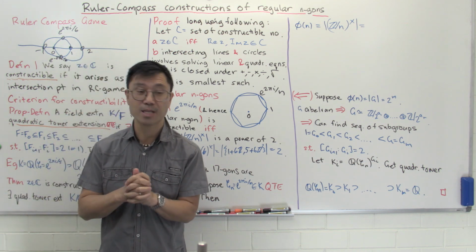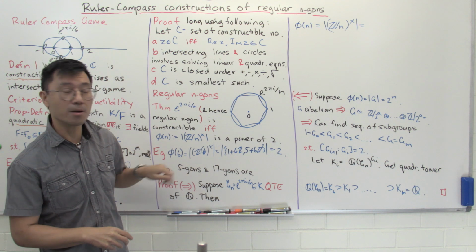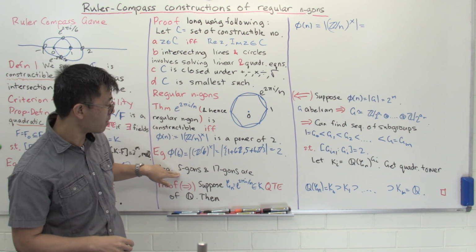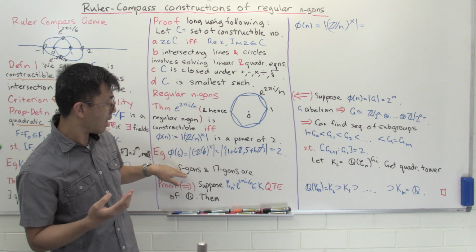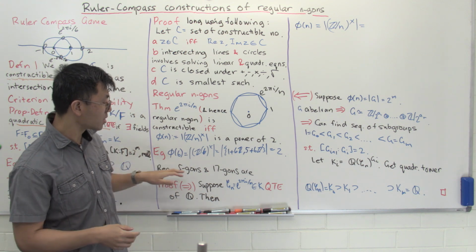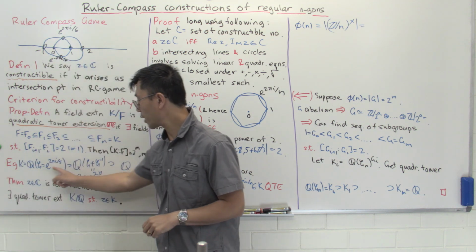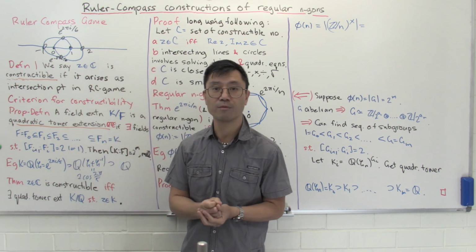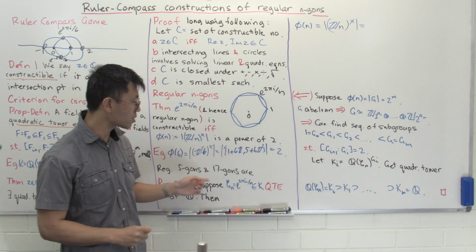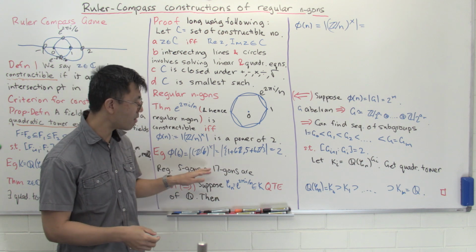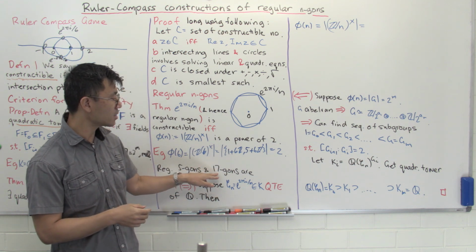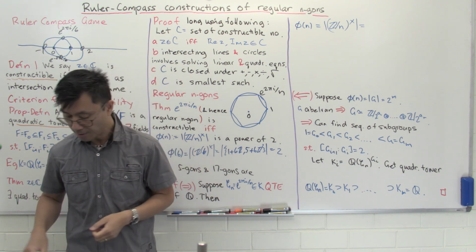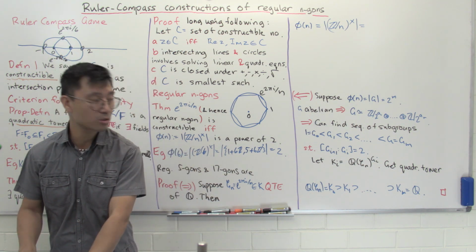Let's have a look at some other examples. So the regular 5-gon. So phi of 5, this is a prime number, so that's just 5 minus 1 is 4. That's a power of 2, so this is constructible. And here we have the quadratic tower extension for this Q adjoin e to the 2 pi i on 5. So that's constructible. 17-gons, what's phi of 17? Phi of 17, this is prime, so that's just 17 minus 1 is 16, that's a power of 2, and so that's also constructible. So these two are constructible.